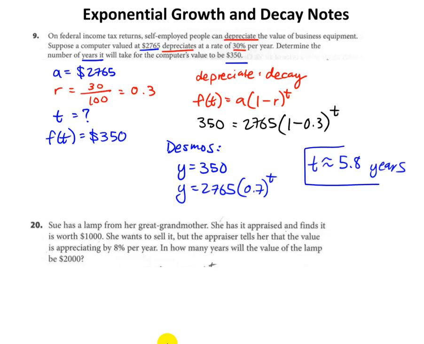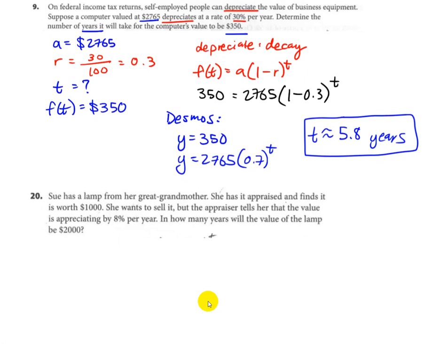Okay, so this is how long it would take a $2,765 computer to be worth $350. So about 5.8 years later. Okay, right. So let's go ahead and look at this last example.